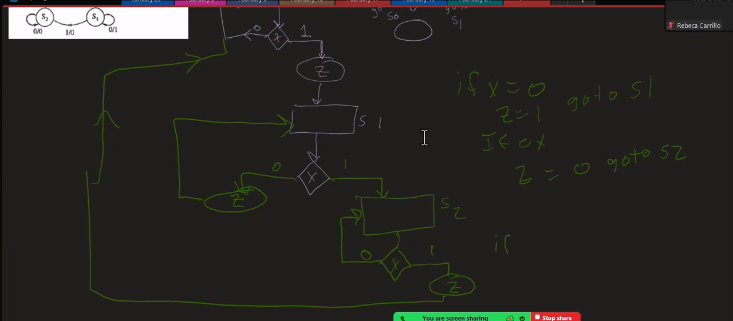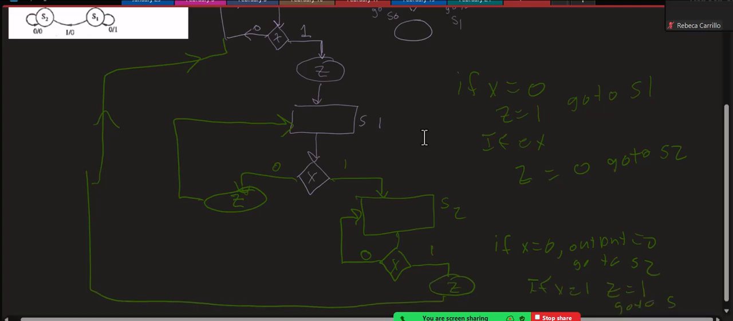So for this last one, if x equals 0, output equals 0, go to S2. If x equals 1, z equals 1, go to S0.